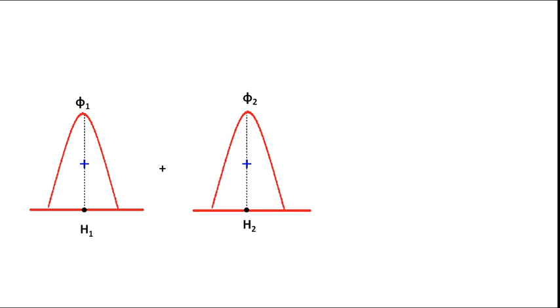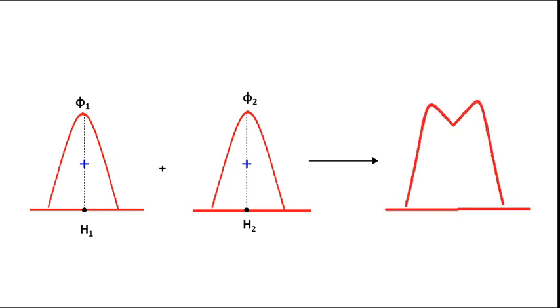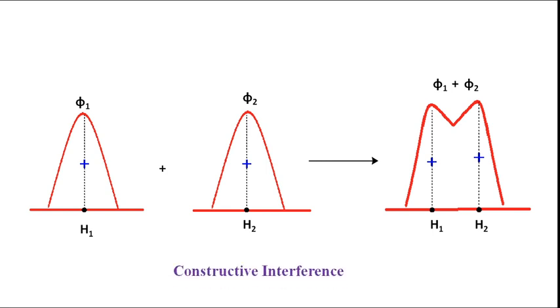So when these two undergo combination, what are we getting? We are getting a larger resultant wave, which has a plus sign, for the two hydrogen atoms H1 and H2, and that resultant wave function is called phi1 plus phi2. It is called constructive interference. So when we have the plus sign and they undergo combination, the resultant is called constructive interference.